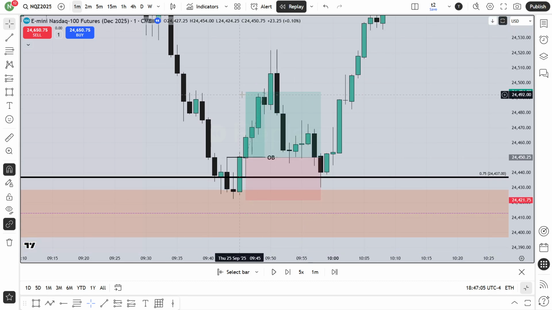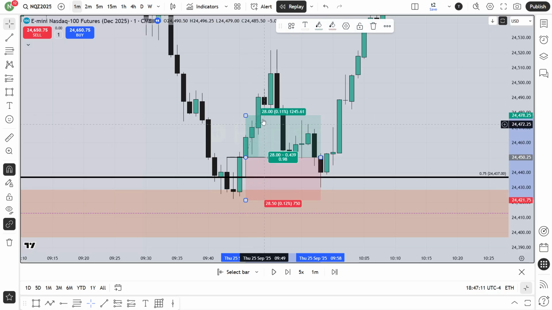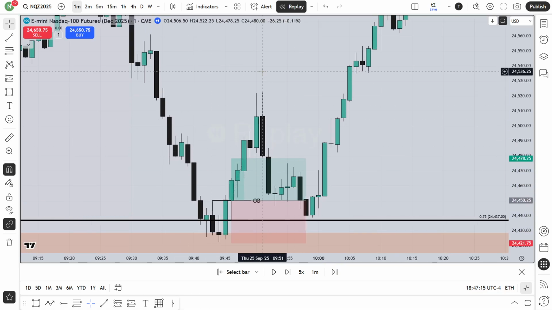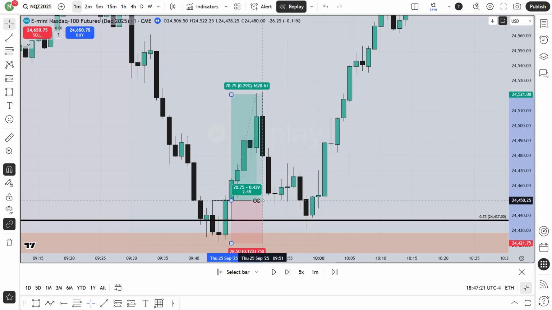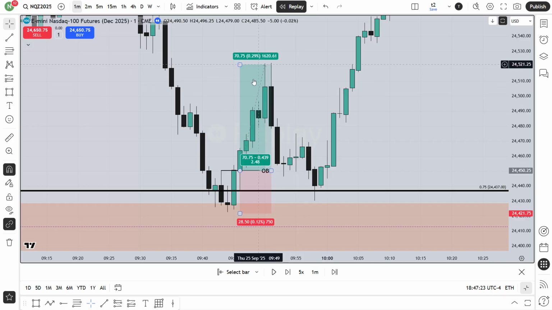I love to take the partial around 20 handle. I love to do that actually, or at least 1:1. Take the partial over there and then hold your trade as long as you want. Here you can see it came until here, which is near about 70 handle to that specific area. So maybe you will be able to catch some of this run to this order block.